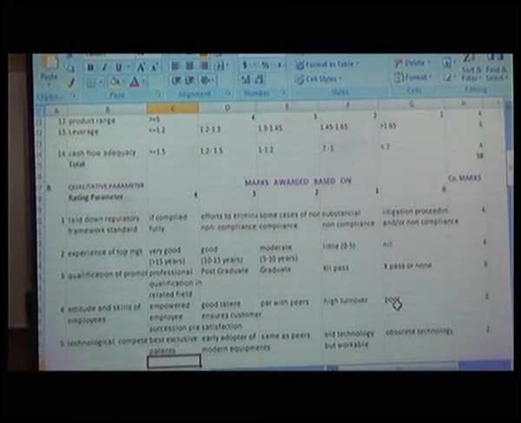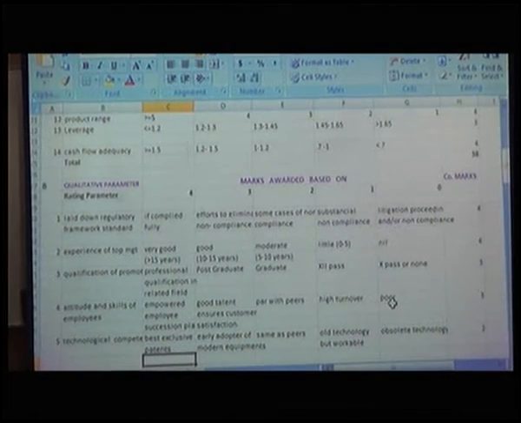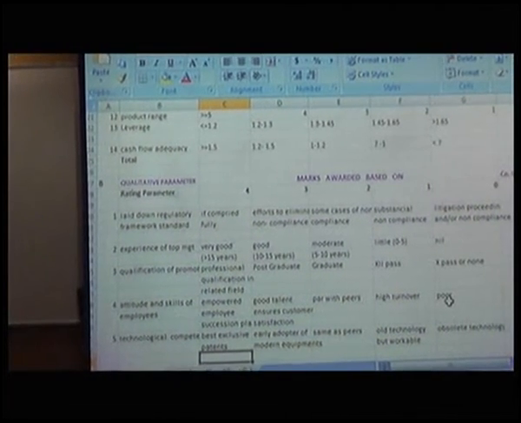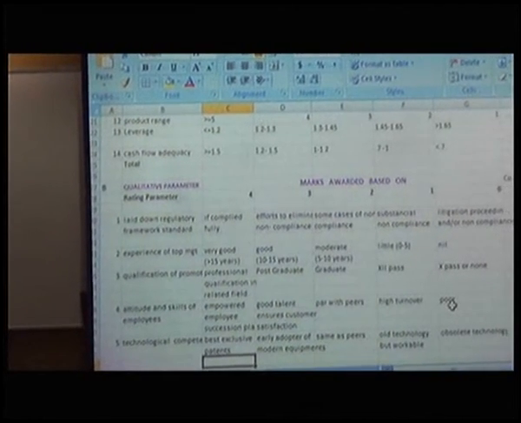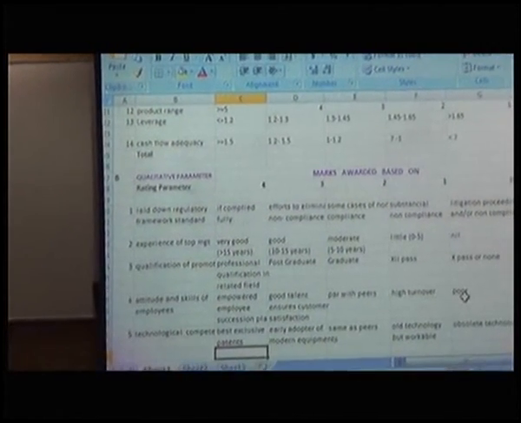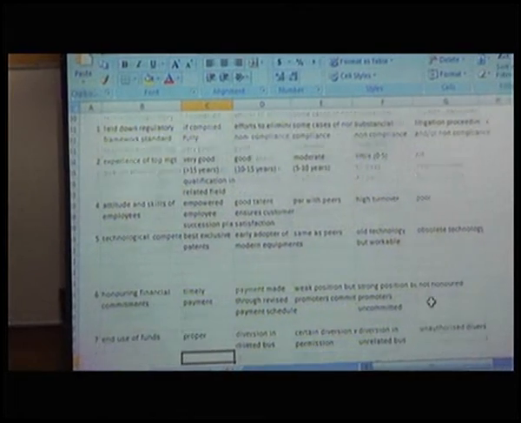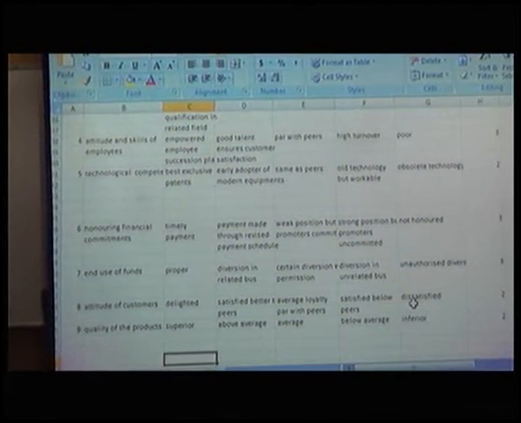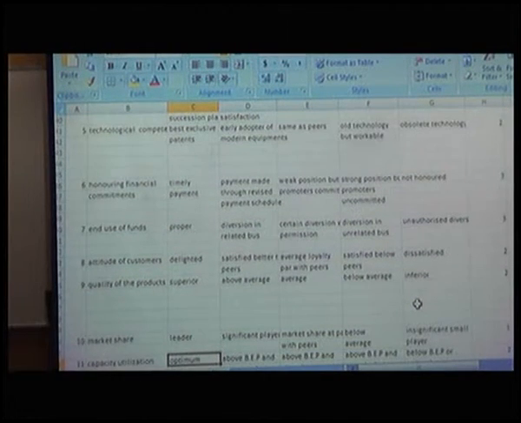This I would take up. If the technology is obsolete, then 0 marks are assigned. If old technology is there but it's still workable, then 1 mark. If the technology is same as peers, then 2. If modern equipments are being adopted, then 3. And if there are exclusive patents available to the company, then full marks are allotted, that is 4. So in this way we have other parameters also, you can go through them.